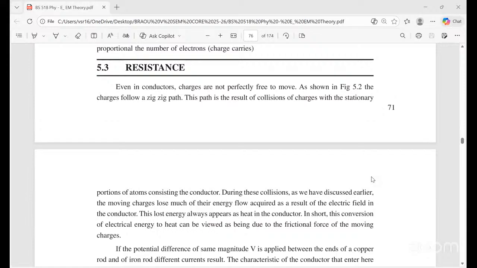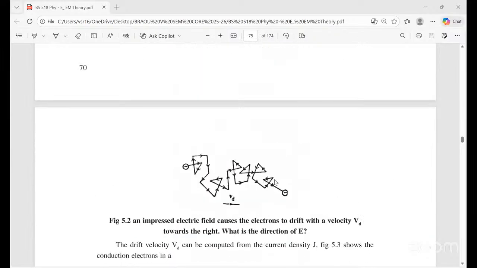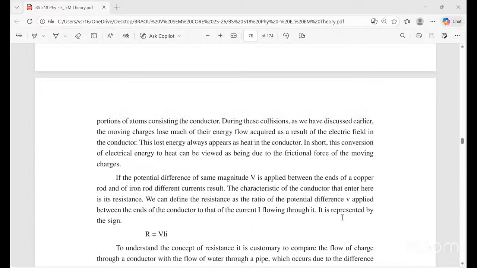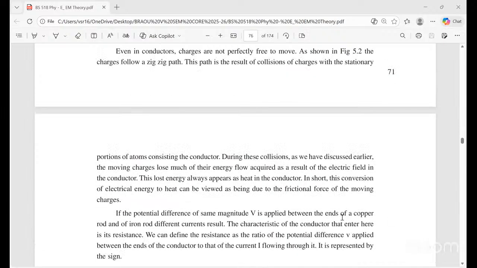By applying a potential difference between the ends of the conductor, the charge carriers move from one end to the other. In which way are they moving? The path of the charge carriers is a zigzag path, as we already discussed. You can easily estimate that the charge carriers move along this zigzag path.